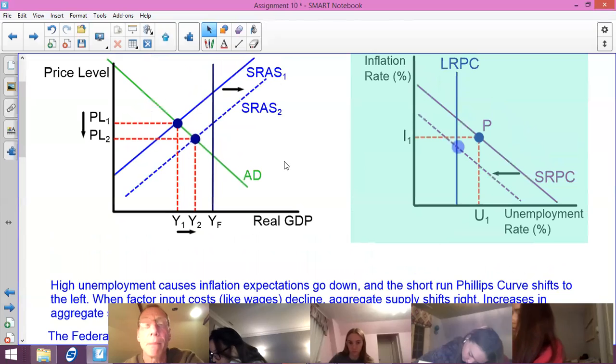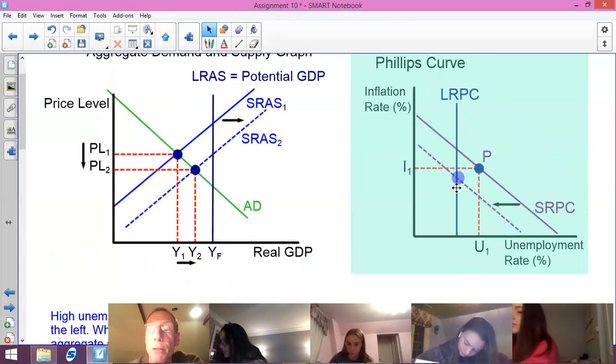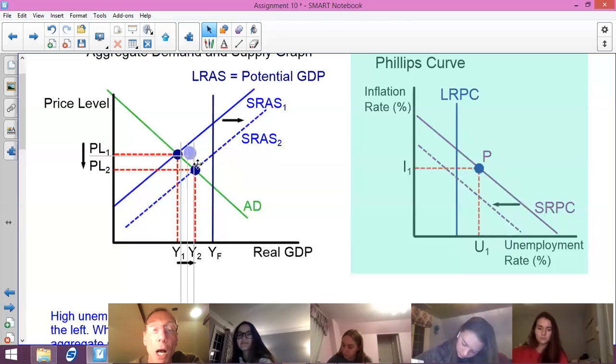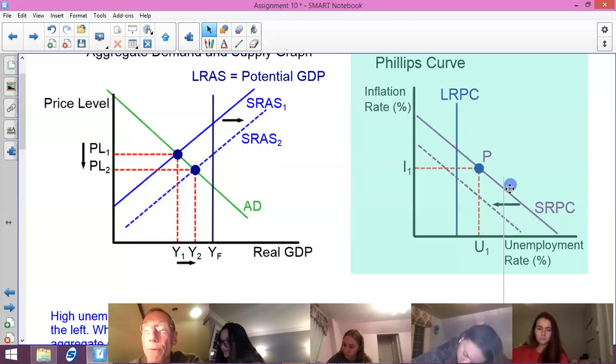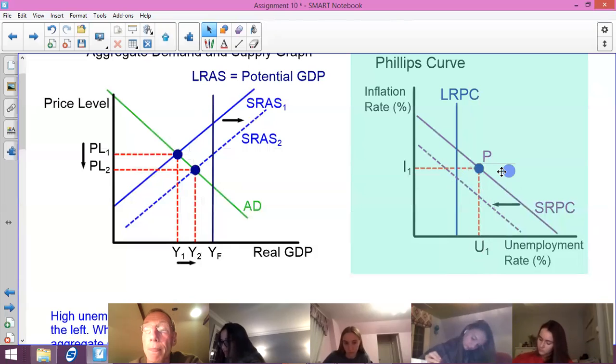Because if you think about it, when the short run aggregate supply curve shifts to the right, prices go down and employment goes up, which is what happens when the short run Phillips curve shifts to the left. Prices go down, we come back to here somewhere, and employment goes up because unemployment goes down.